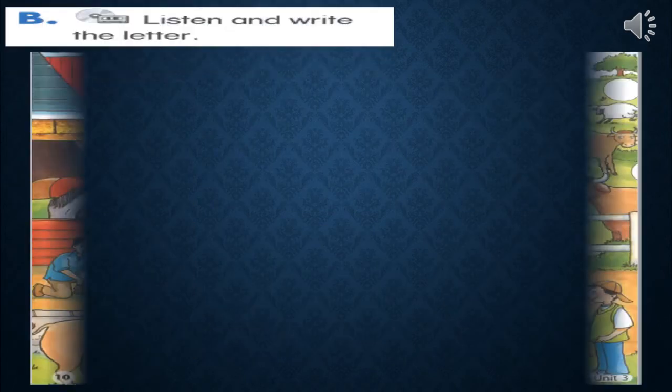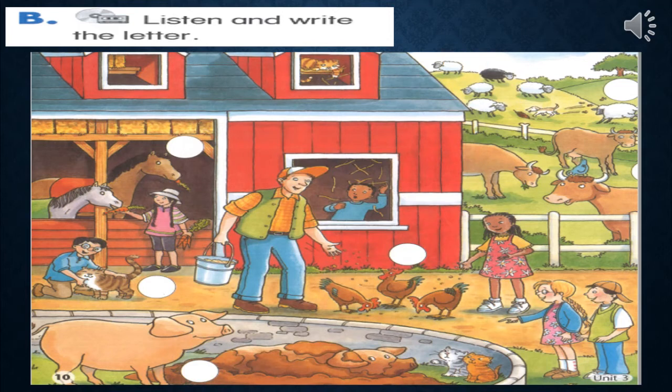Okay, now start section B. Listen and write a letter. I have the picture and 6 circles, and I want you to listen, and after that you put a letter A until letter F, okay? Example, horse. A, horse, you put the picture horse A. And number 2, cat, B. B, cat, you put letter B in the picture cat, okay? Listen together and do it.